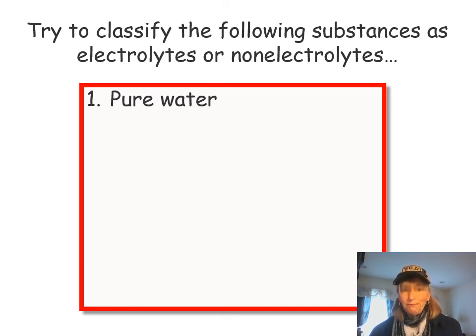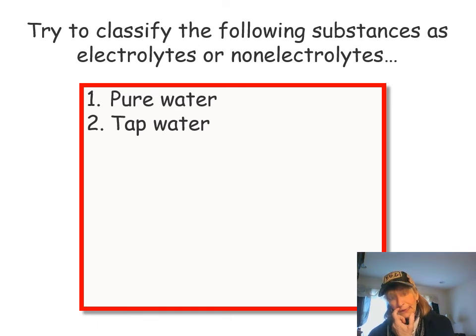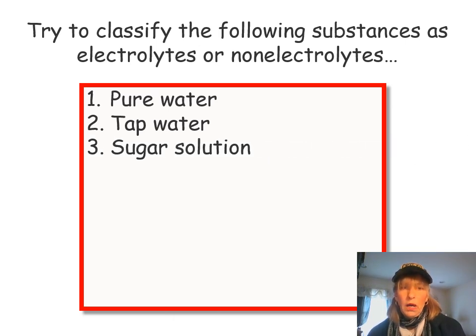Pure water. Tap water. Keep in mind, I'm going to give you a little bit of a hint here. Tap water, remember, is not pure water. There are things dissolved in our tap water that comes out of the faucet. Just a hint. Number 3 would be a sugar solution. So you're going to do some thinking here.